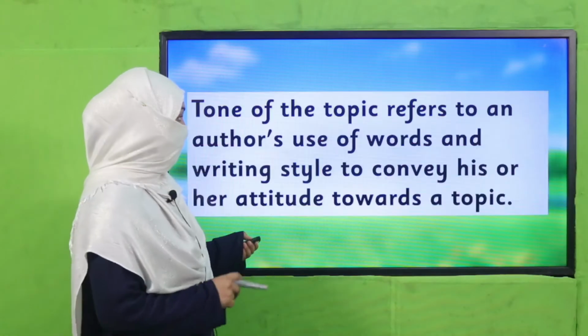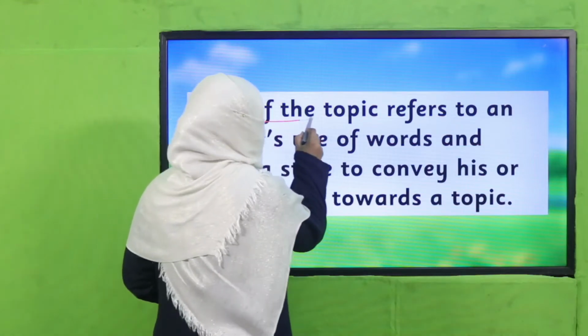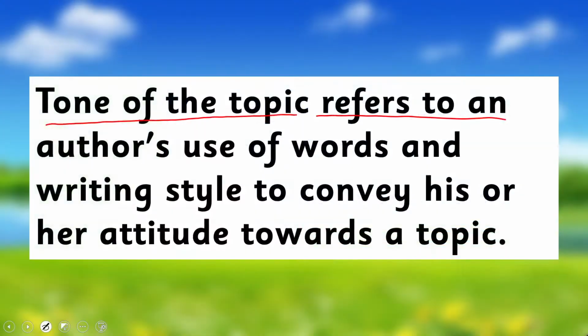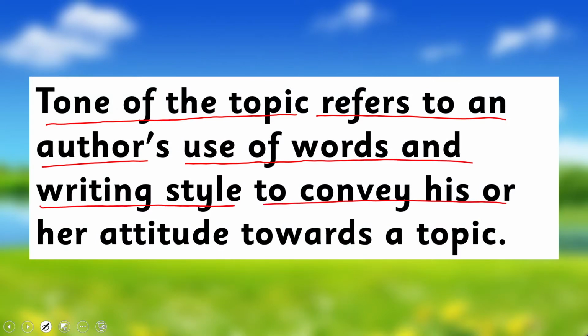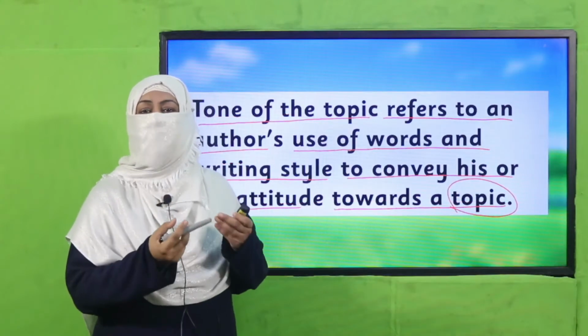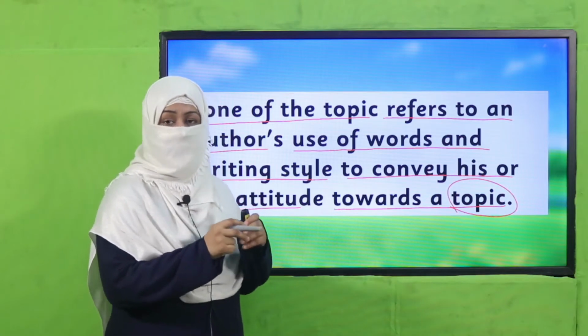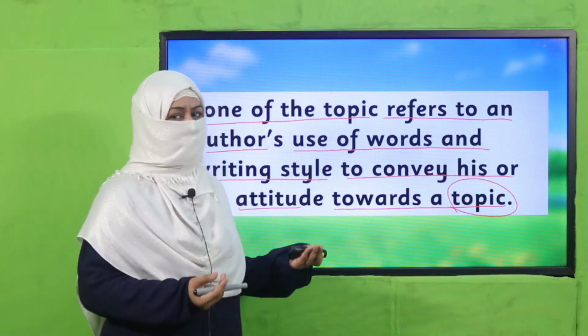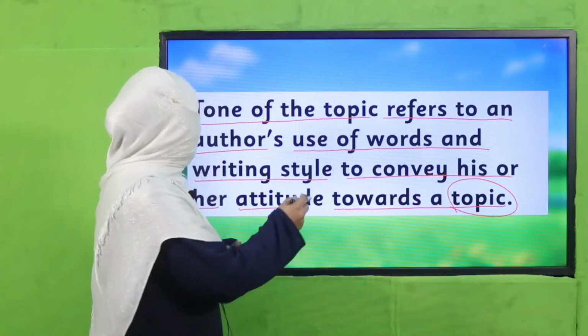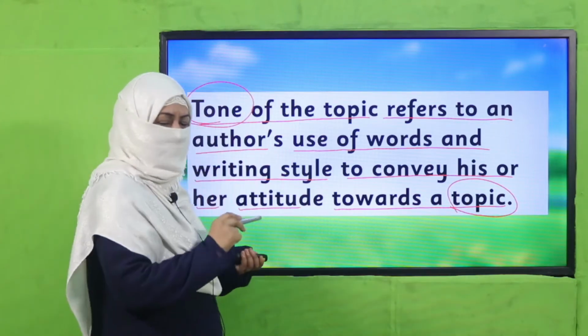Yes, my dear students, I hope you could answer correctly that the tone of a topic refers to an author's use of words and writing style to convey his or her attitude towards a topic, right? So whatever topic we are writing about, the way when we speak about something, through our words we express. But when we are not speaking and we are writing, again there is style, our tone, which tells how you feel about that topic, right? And that is called the tone of the topic, right?